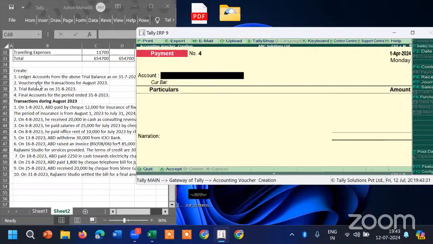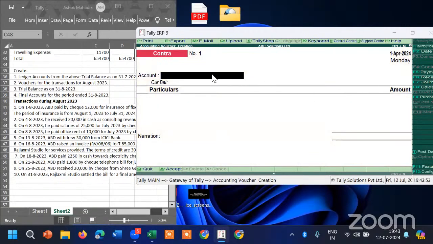Next, equity withdrew 30,000 from ICICI Bank. Whatever bank, it was not given earlier, it was only bank, so we'll consider bank only. So this is a contra entry. Whenever we withdraw money from bank or we deposit money in bank, we have to press F4 for a contra entry.